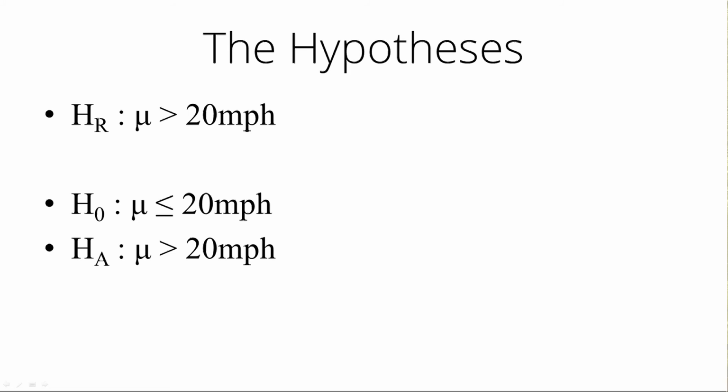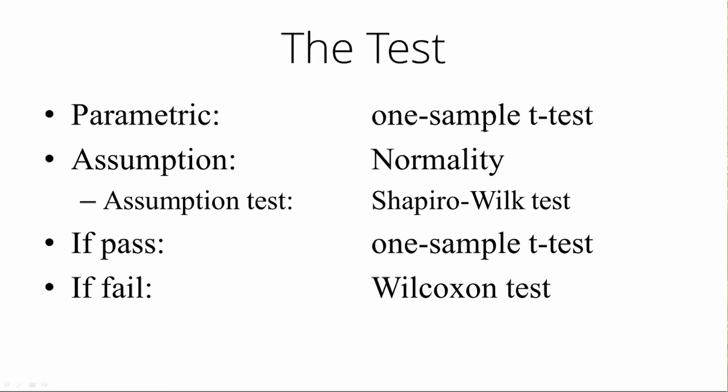We're looking at a single sample, although we're going to apply this twice. We want to do just a one sample t-test. And the assumption is the assumption of normality. There's also the assumption of independence, but that's tested usually through the data collection process.